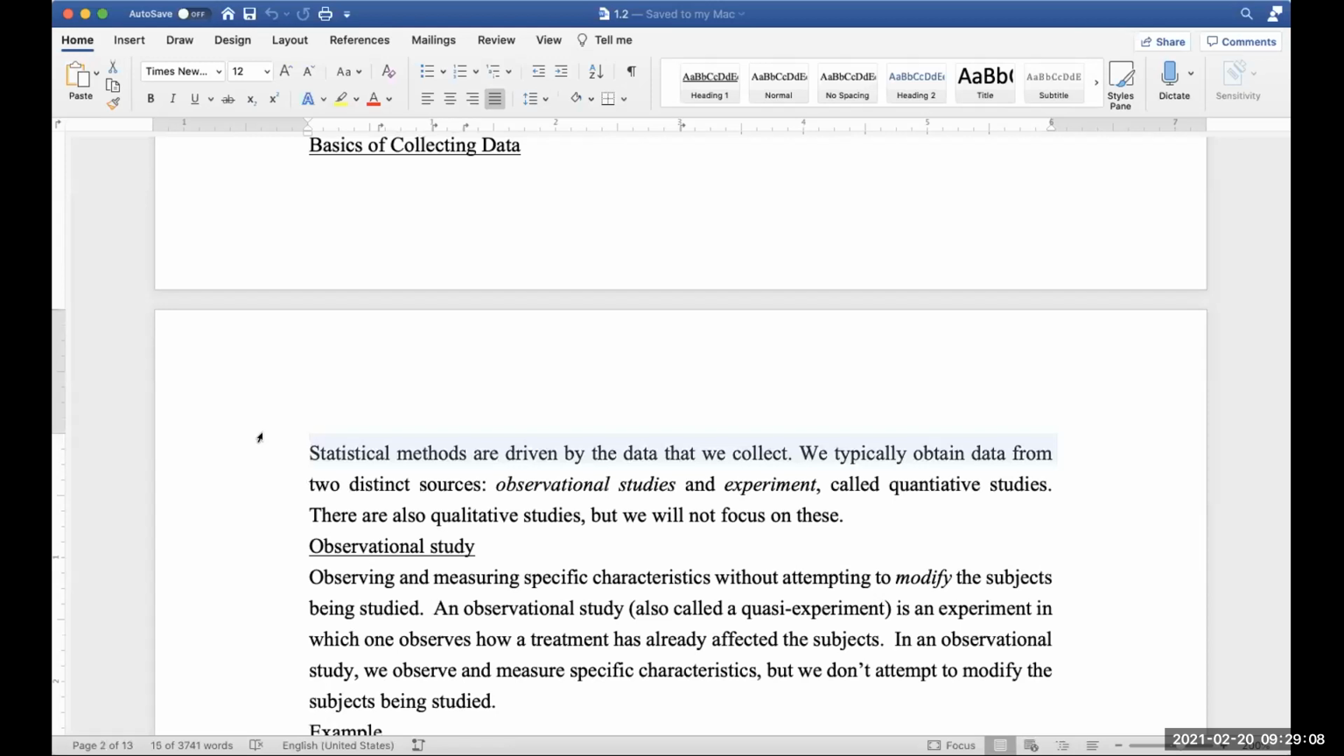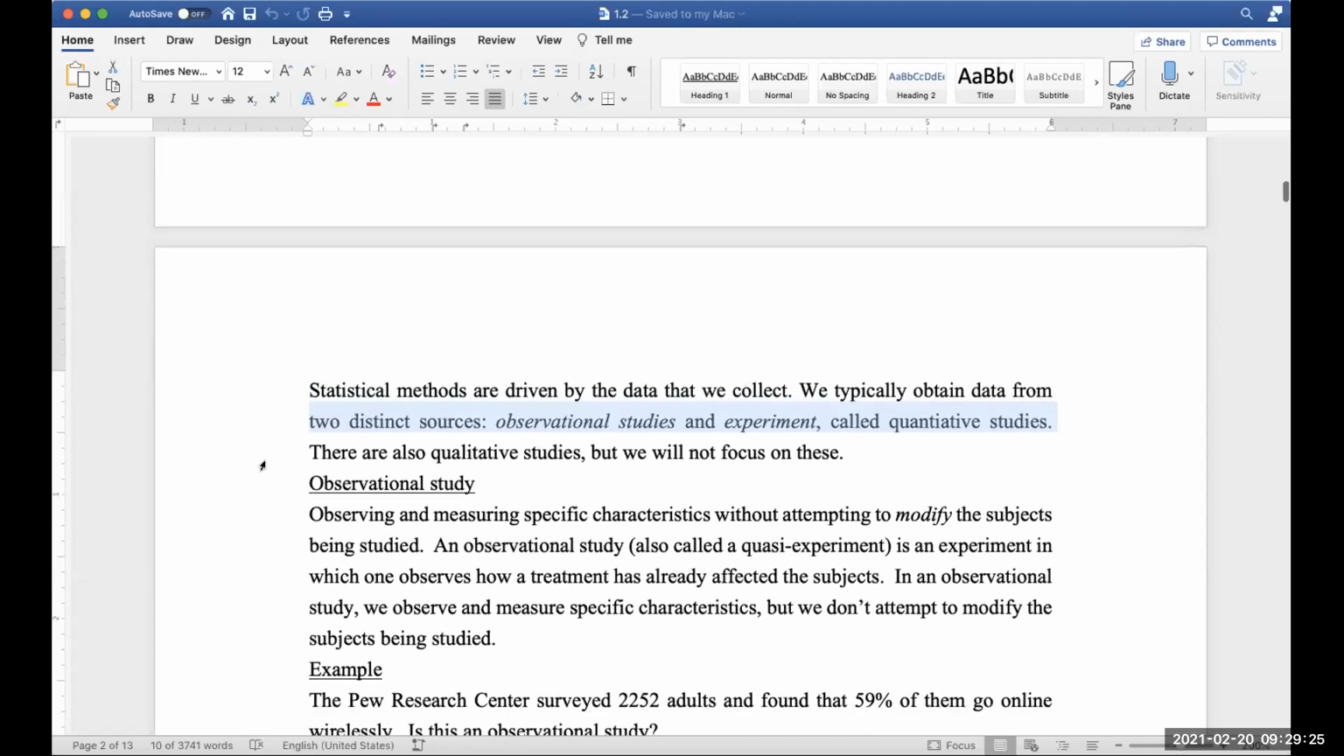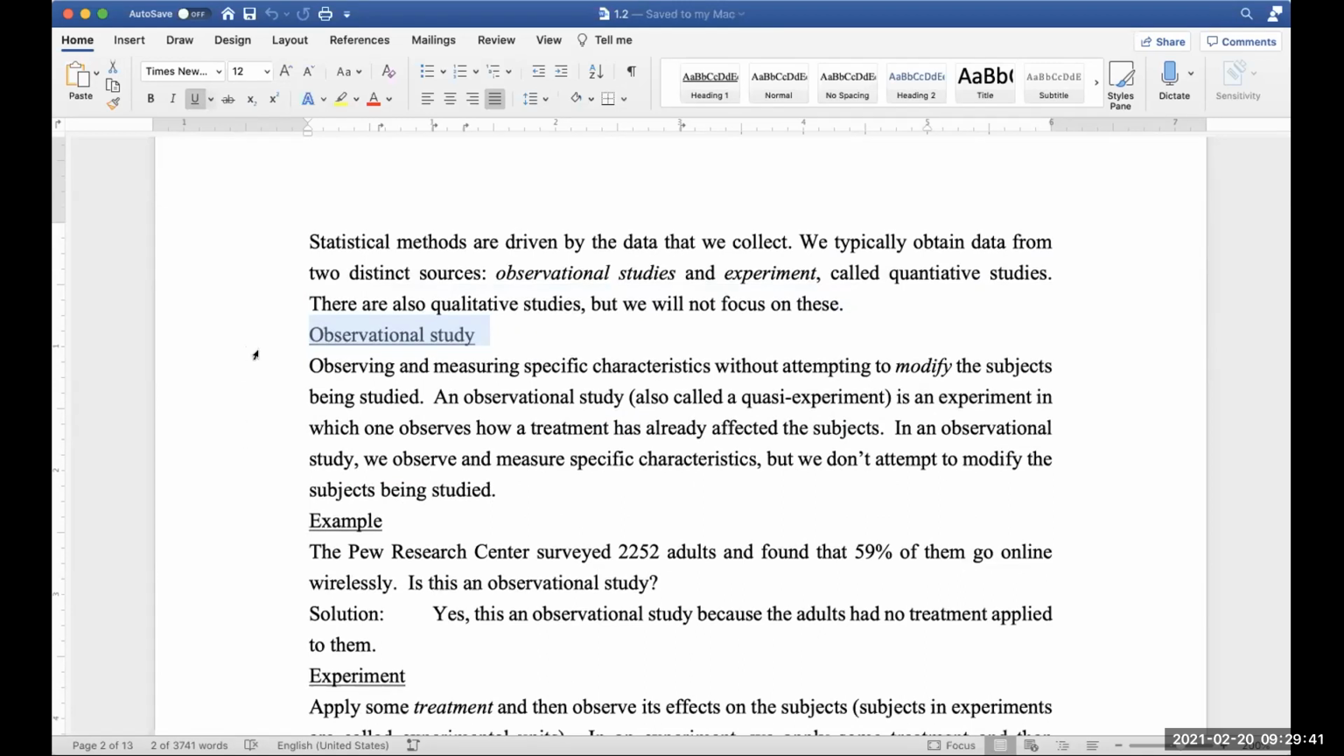So, statistical methods are driven by the data that we collect. We'll either be doing observational studies or experiments, and these are called quantitative studies. There are also these qualitative studies, but we'll not focus on them. So, again, an observational study: we'll be observing and measuring specific characteristics without attempting to modify the subjects being studied. An observational study is also called a quasi-experimental study. It is an experiment in which one observes how a treatment has already affected or will affect subjects.